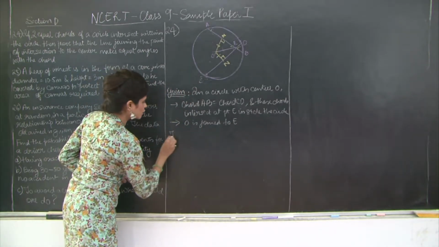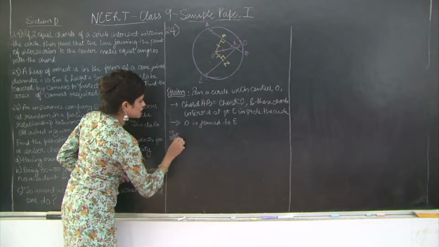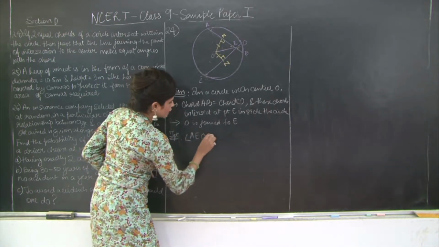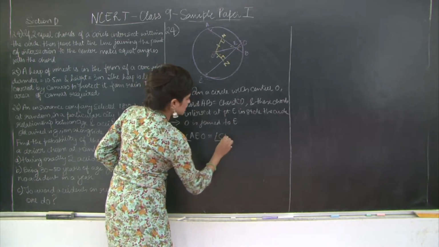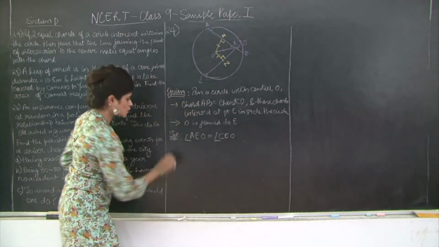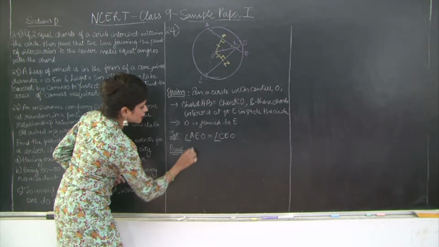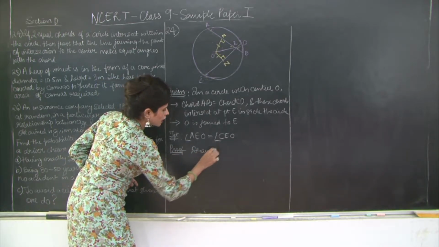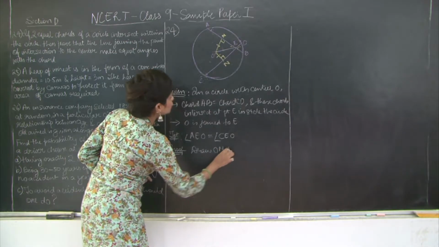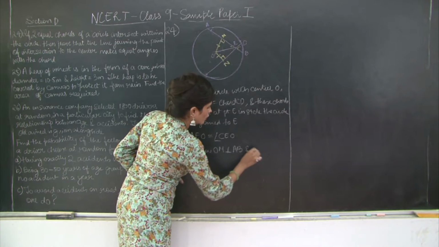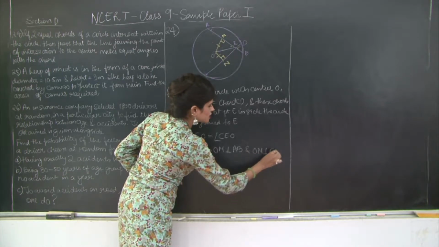What do I need to prove? I need to prove that angle AEO is equal to angle CEO. So I'll say proof, starting with my construction. I will say draw OM perpendicular to AB and ON perpendicular to CD.